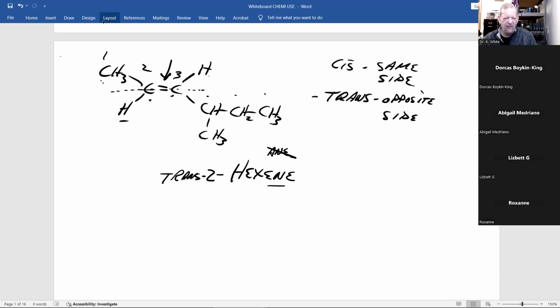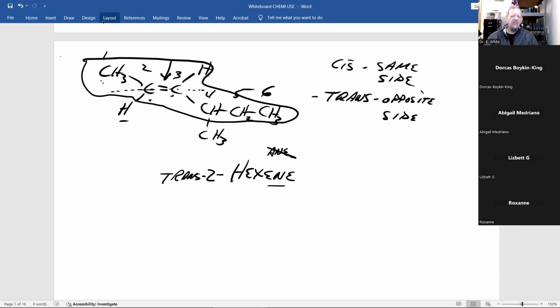Remember, there are 6 carbons: 4, 5, 6. Now, as soon as I say trans-2-hexene, all that is spoken for. Are we done? Oh, no. We have our good friend, the methyl group, and that's on carbon 4. And that's how you do double bonds.